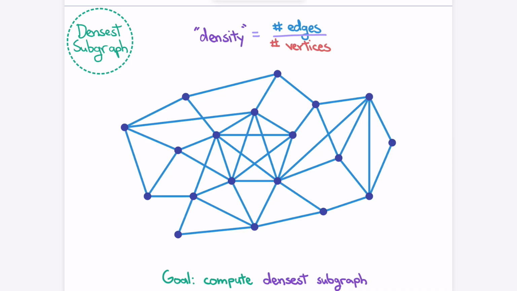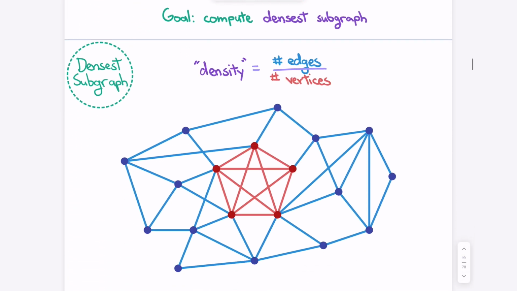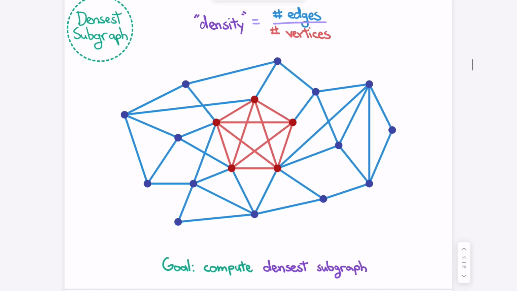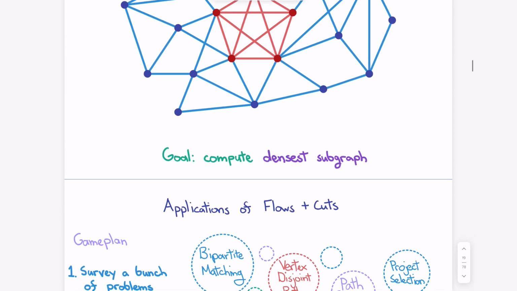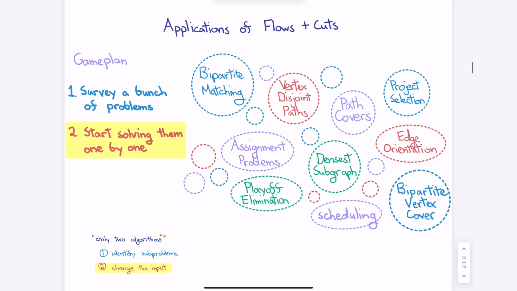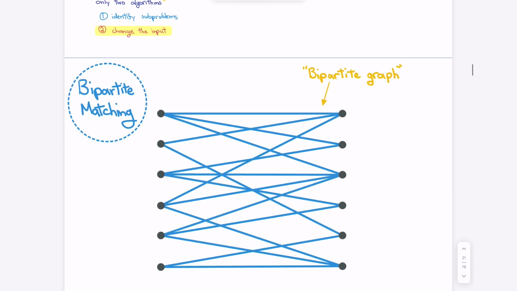All right, anyone see the densest subgraph in this one? Yeah, so there's a clique on 5 vertices in the middle. Good. All right, so that's a whole bunch of problems. And now comes the fun part of figuring out how to solve them.